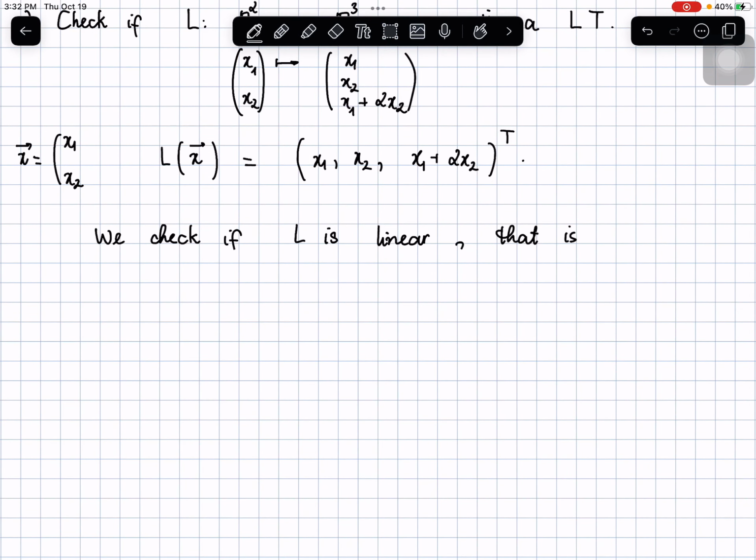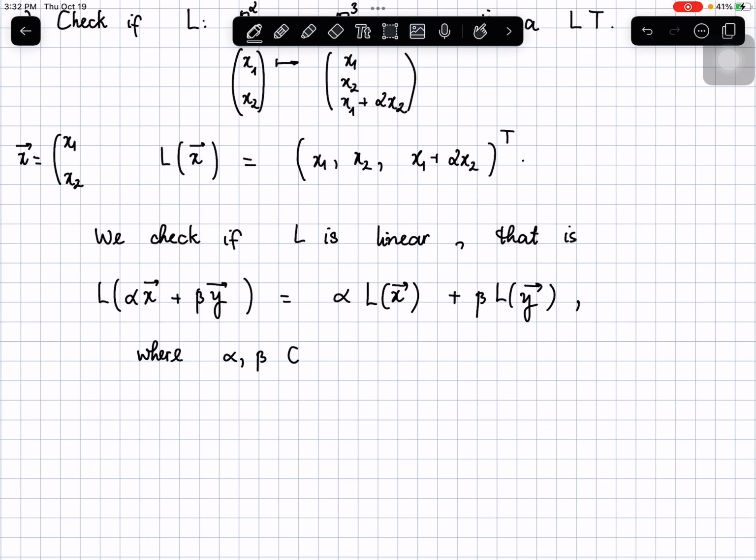L of alpha times x plus beta times vector y equals alpha times L of x plus beta times L of y. So this is the linearity condition, where alpha and beta are scalars. Let's think they are real numbers in this case. And x, y are just vectors in R2, right?